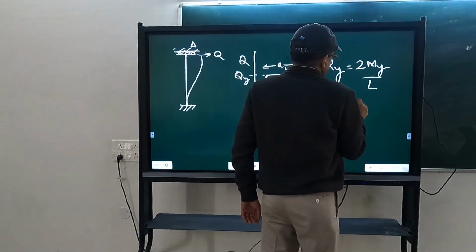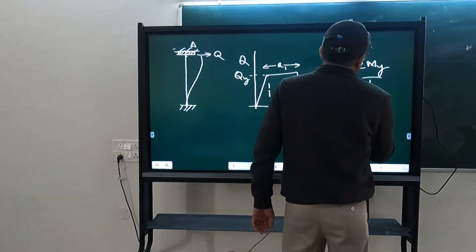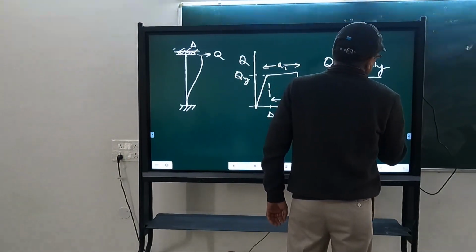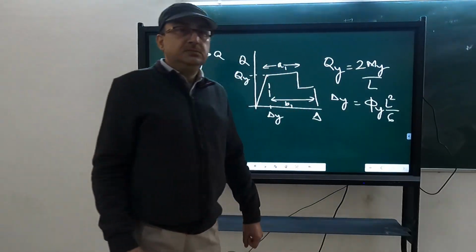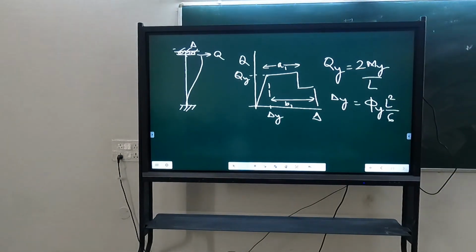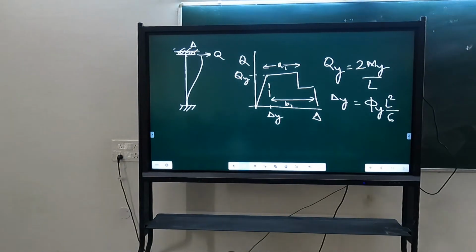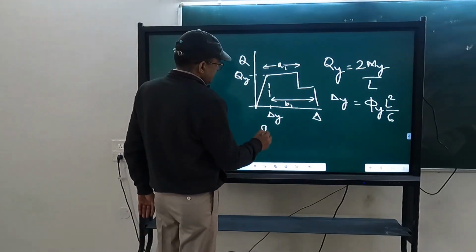How is delta Y? It is phi Y times L square by 6. How to obtain phi Y? Same as we have done in the previous case: either MY over the EI factor, or MY divided by 0.75. Okay. How much will be A1?